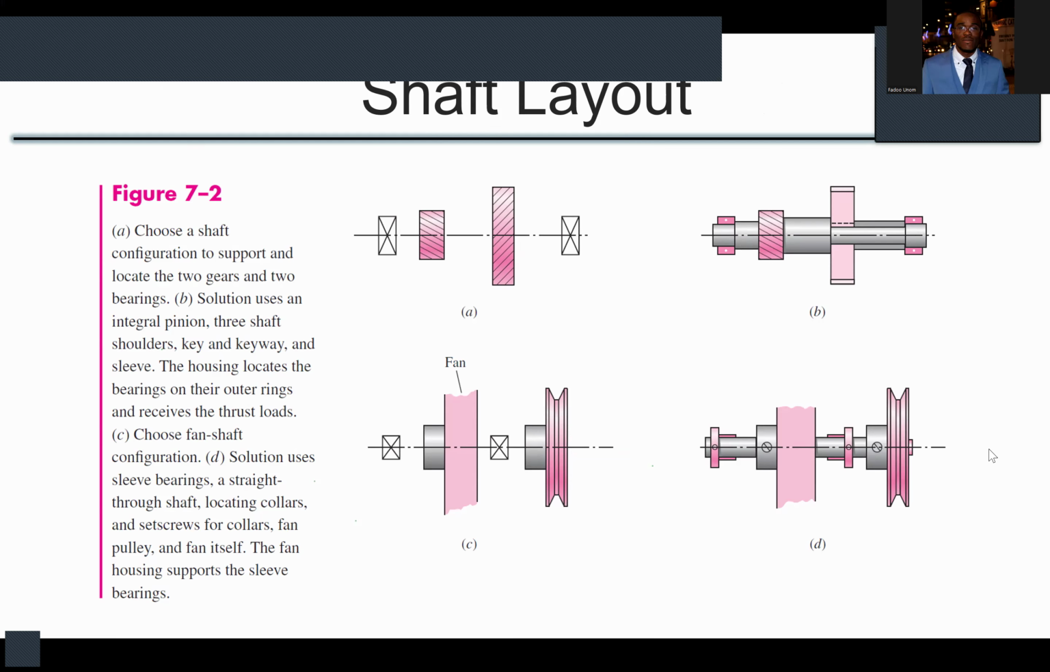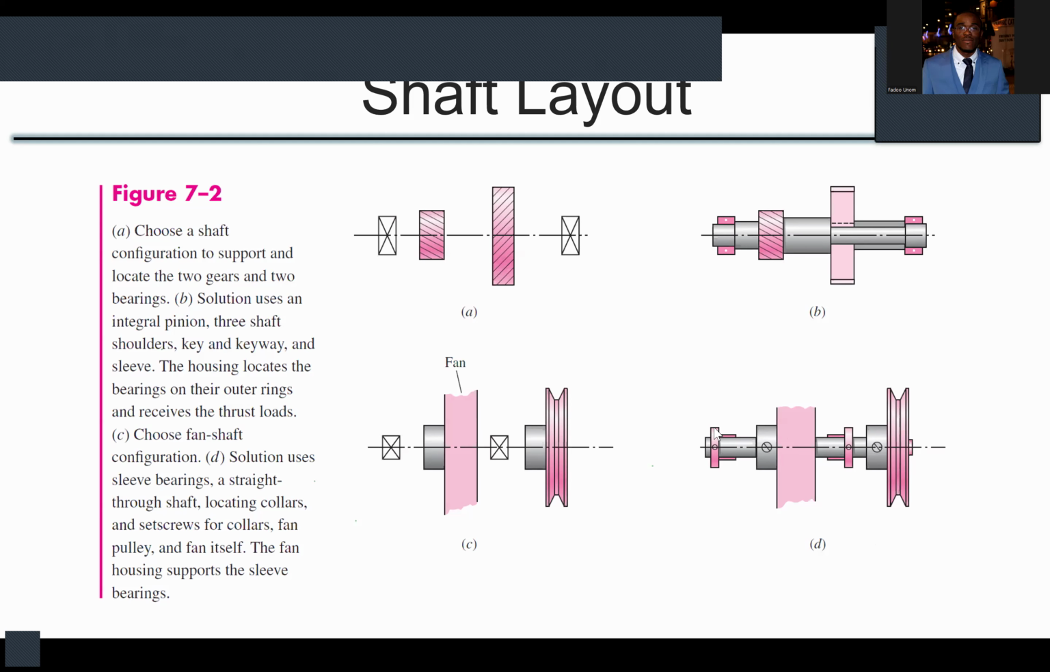Sorry, I muted myself. It depends on the torque transfer element you decide to use. In this case, both your fan and your pulley are using set screws. Set screws to attach these elements to the shaft.